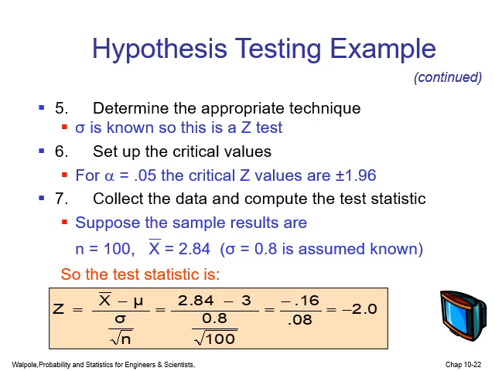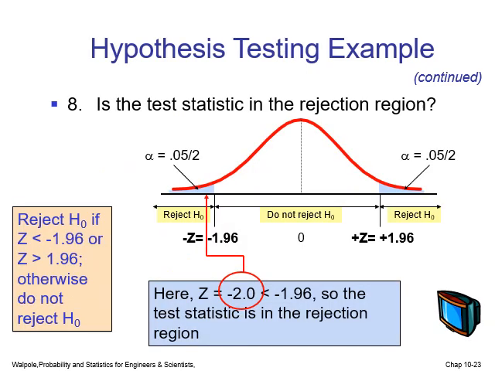Then we collect the data and compute the statistic. Suppose that the sample results, with the sample size of 100, give a mean of 2.8 and the variance is already known, which is 0.8. We assume that we know the variance, so the statistic will be this value, -2.